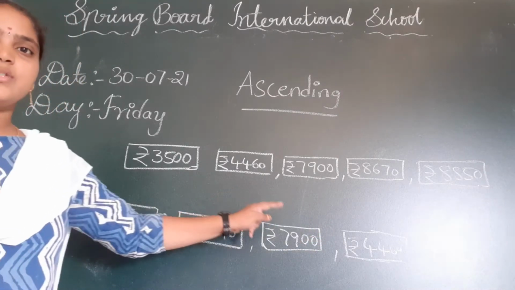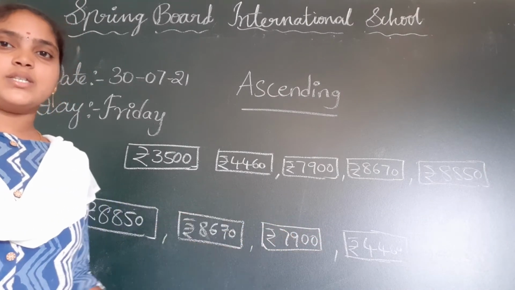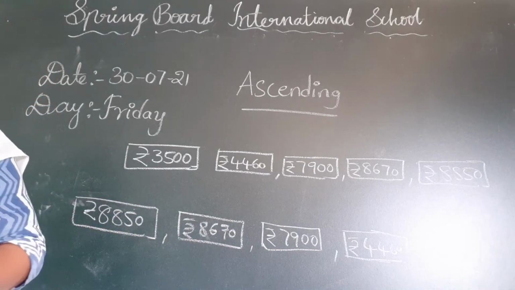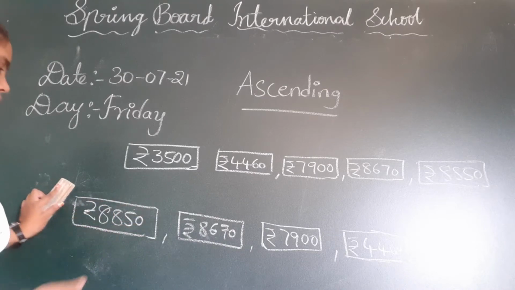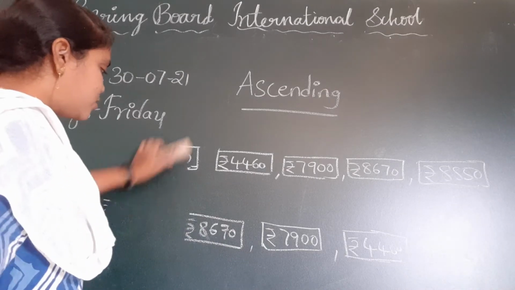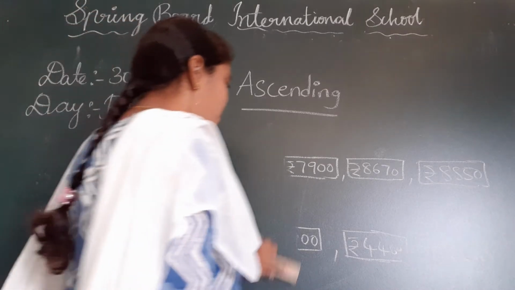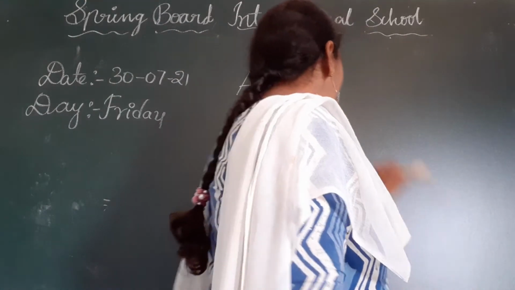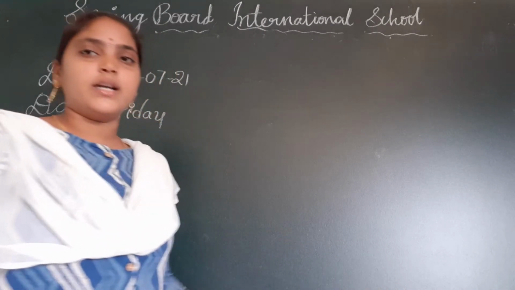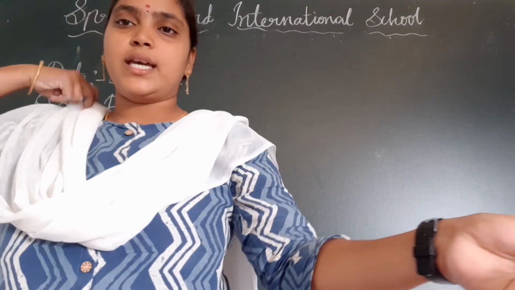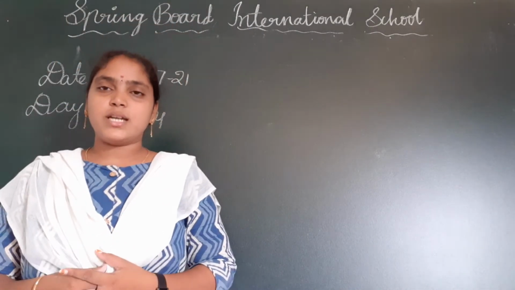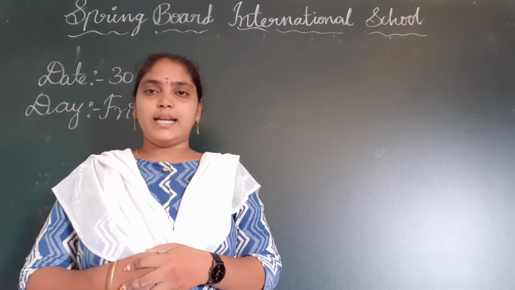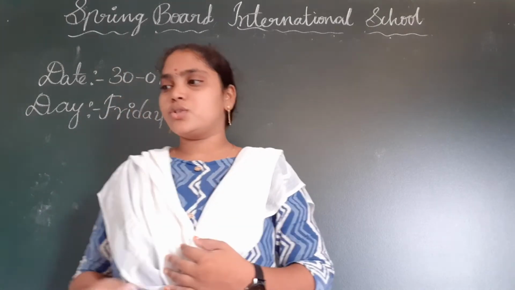Next, how do we arrange the numbers here, children? Here we arrange the numbers from largest to smallest. It is said to be descending order. Here we arrange the numbers from largest to smallest, which is called descending order. So here we learn two things, children: ascending order and descending order. Ascending order means arranging the numbers from smallest to largest, and descending means largest to smallest.